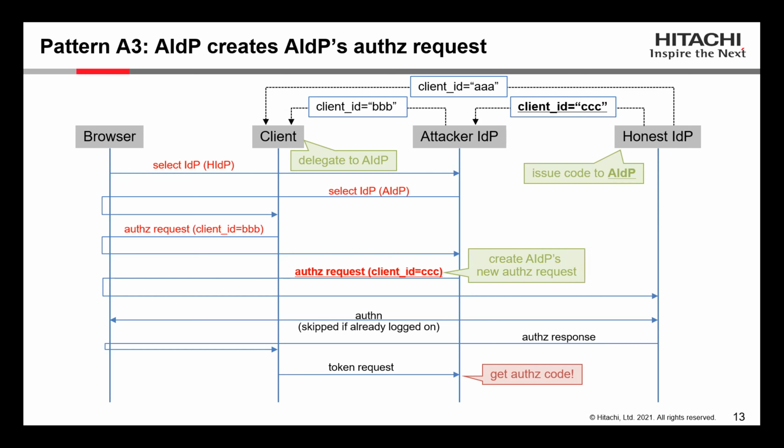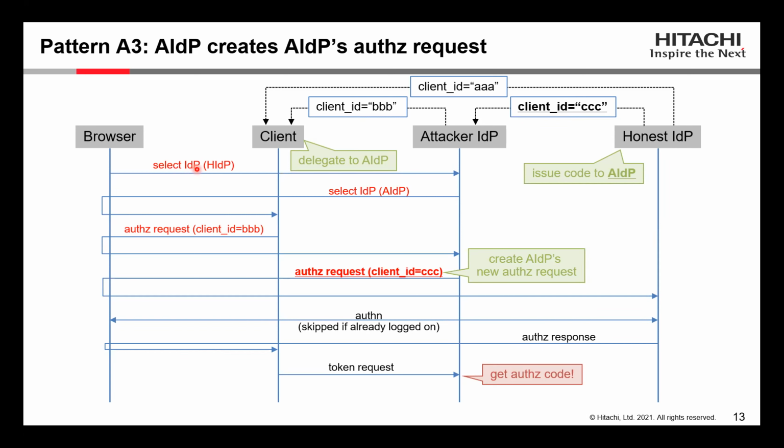In this pattern A3, AIDP creates AIDP's authorization request, not the client's authorization request. This pattern can be done if AIDP is registered to HITP as a client. In this example, AIDP's client ID is CCC in HITP. And the point is, AIDP registers the client's redirect URI as AIDP's redirect URI.